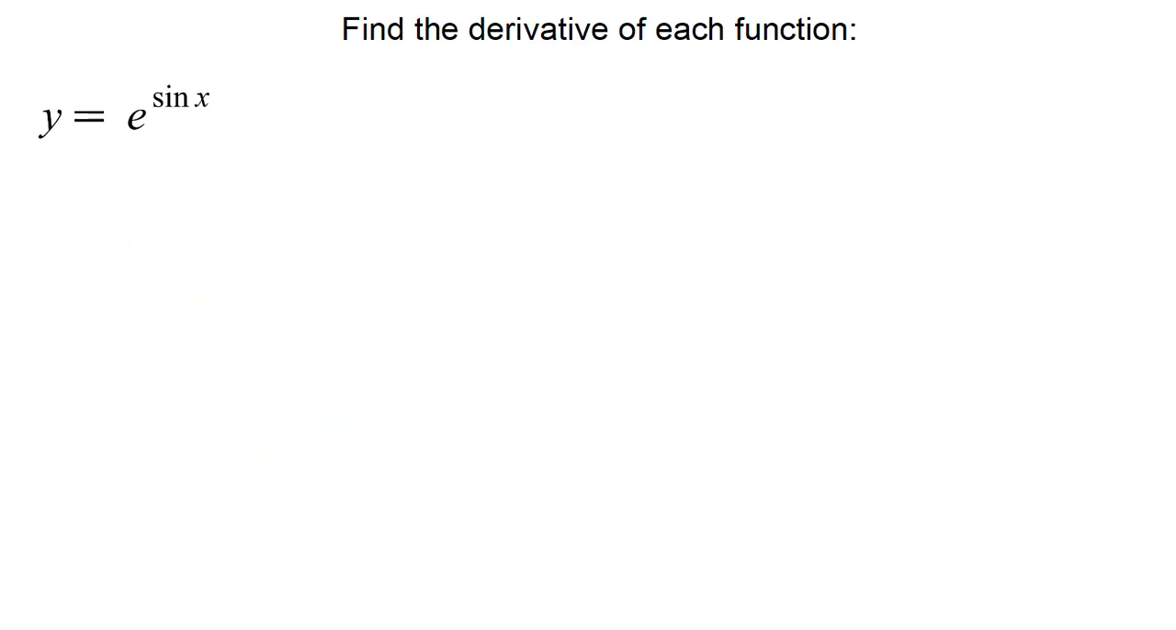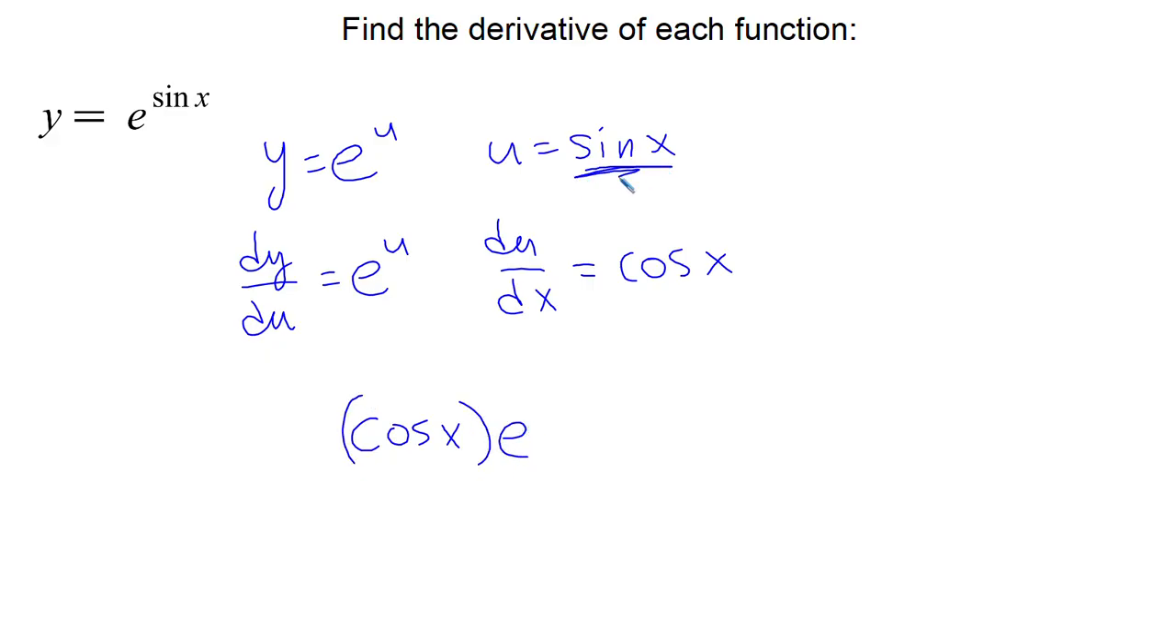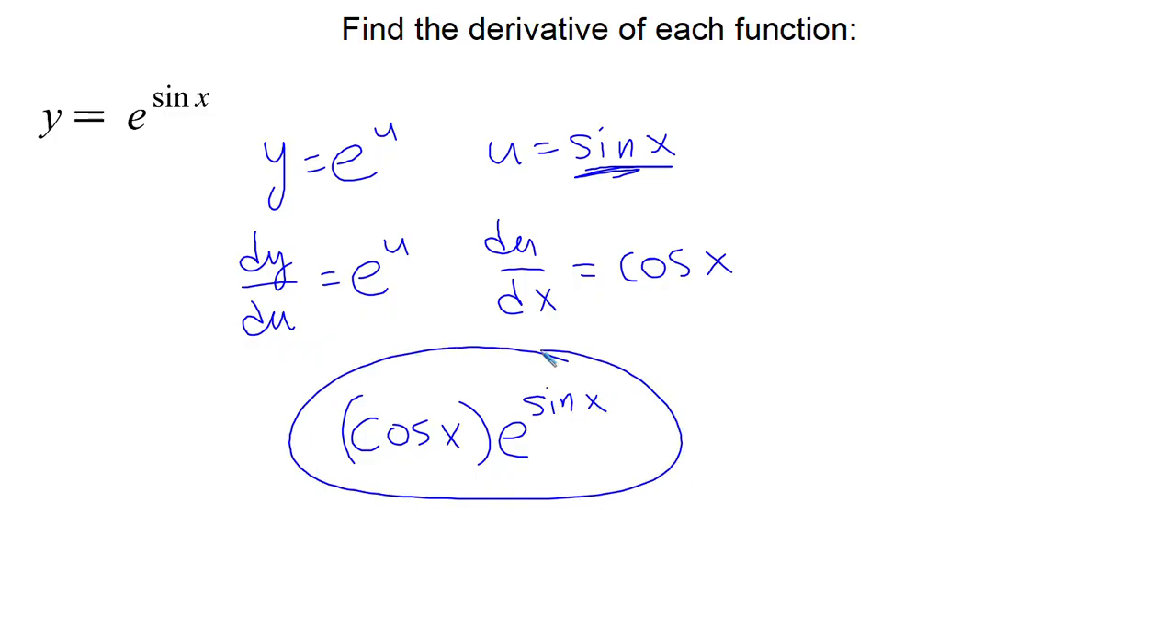For e to the sine x, we're just going to treat this as y equals e to the u, where u is equal to sine of x. So dy du is still e to the u, just like it will be every time. And du dx, well, the derivative of sine x is cosine x. So we'll just multiply those together, which gives us cosine x times e to the u. Well, u is sine x, so e to the sine x.